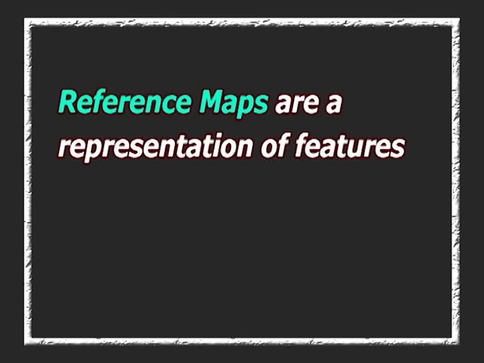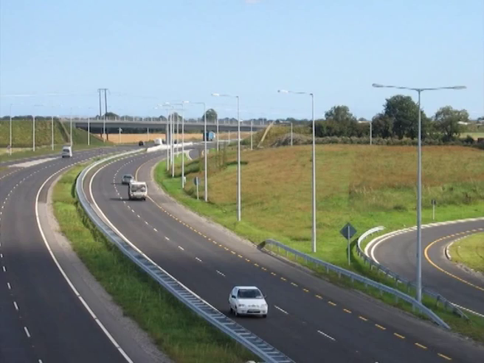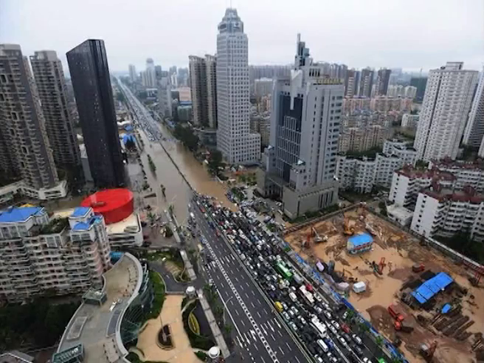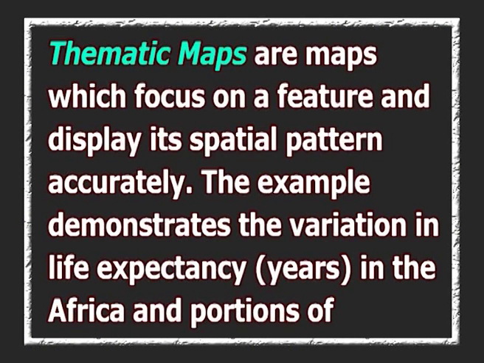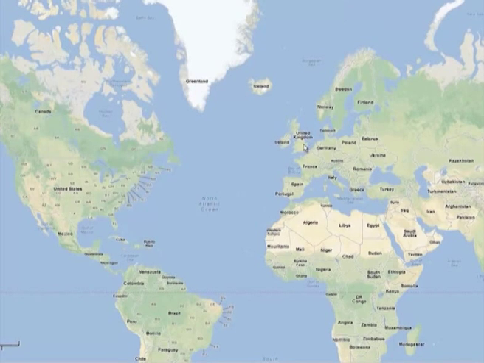Reference maps are a representation of features such as rivers, lakes, roads, topography, cities, villages, etc. Thematic maps are maps which focus on features and display their spatial pattern accurately. The example demonstrates the variation in life expectancy, that is in years, in Africa and proportion of Southern Europe and the Middle East. Map symbolization.